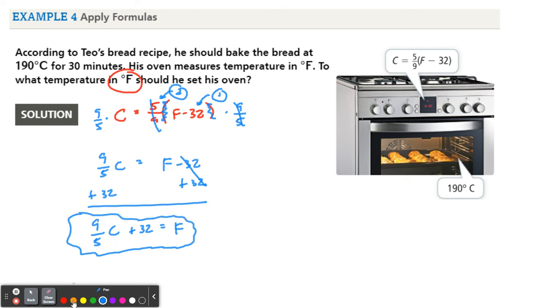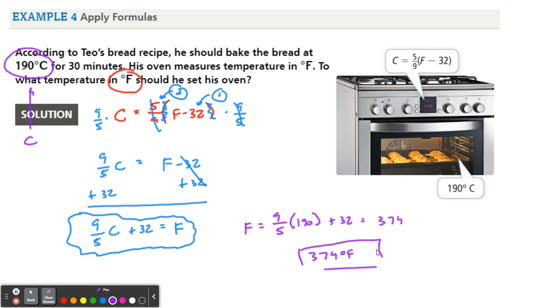So now we can input 190 in for C, right? That's our C, and we can get our Fahrenheit temperature. So F equals 9/5 times 190 plus 32. And when you type that in your calculator, you get a temperature of 374. So he needs to set his oven for 374 degrees Fahrenheit, which is kind of an odd setting because I think usually it's on the fives, right? But that's what we get.